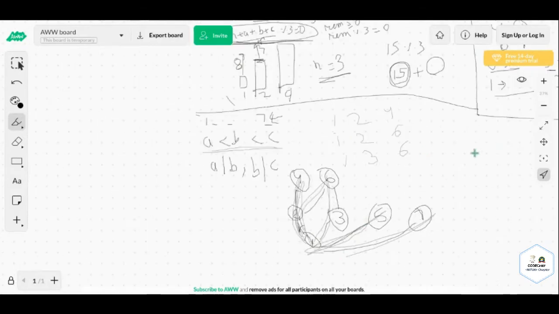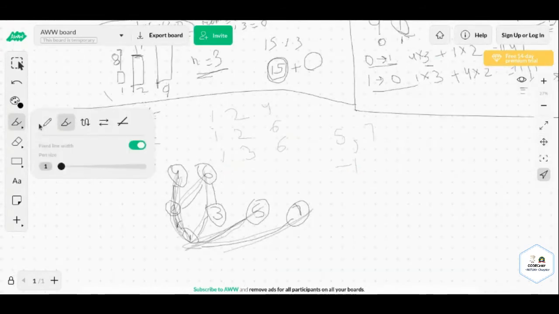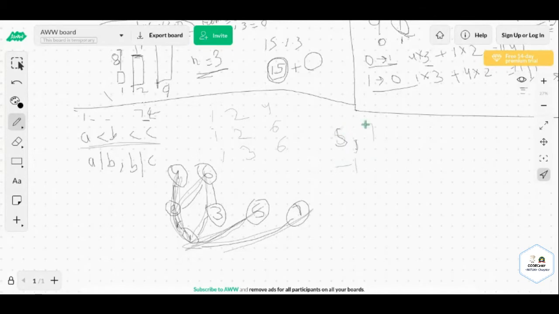So what does this mean? If this sequence contains either 5 or 7, our answer will not exist. Okay, and another point is that every partition contains a 1. So let's say the number of partitions is p, equal to n by 3. So the number of 1s should be equal to p, right?